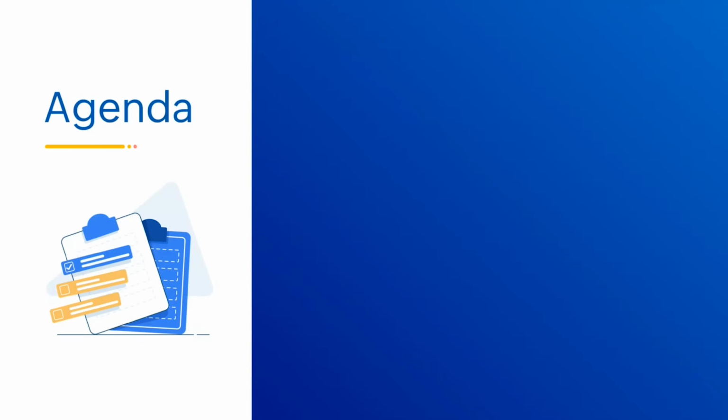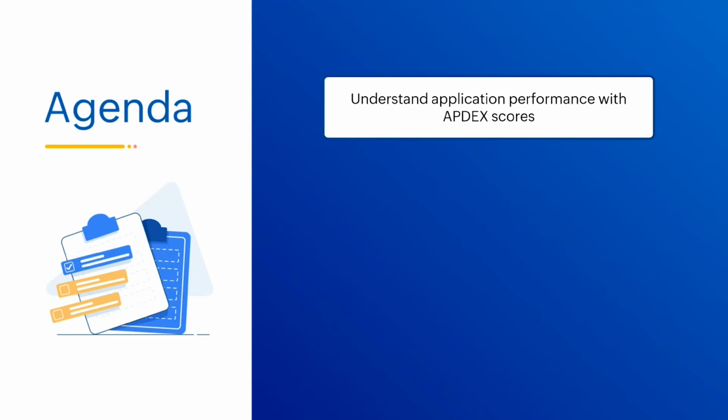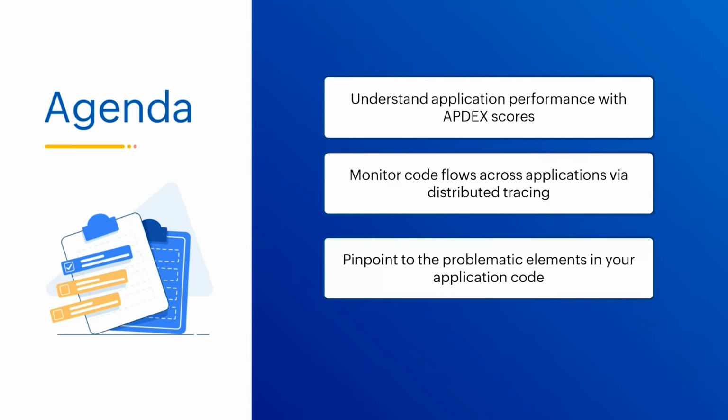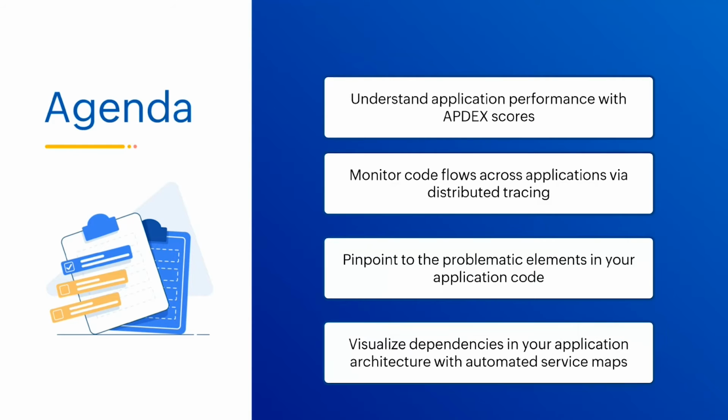The agenda for today's session is: understand application performance with Apdex code, monitor code flow across applications via distributed tracing, pinpoint the problematic elements in your application code, and visualize dependencies in your application architecture with the automated service maps.